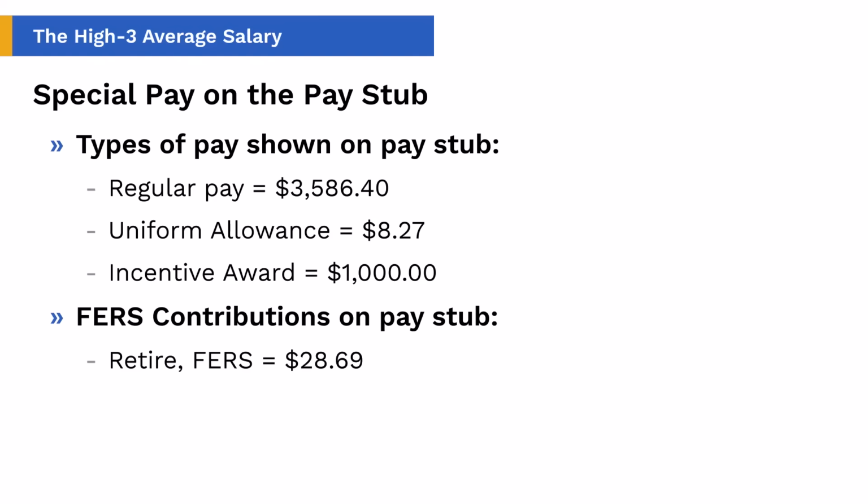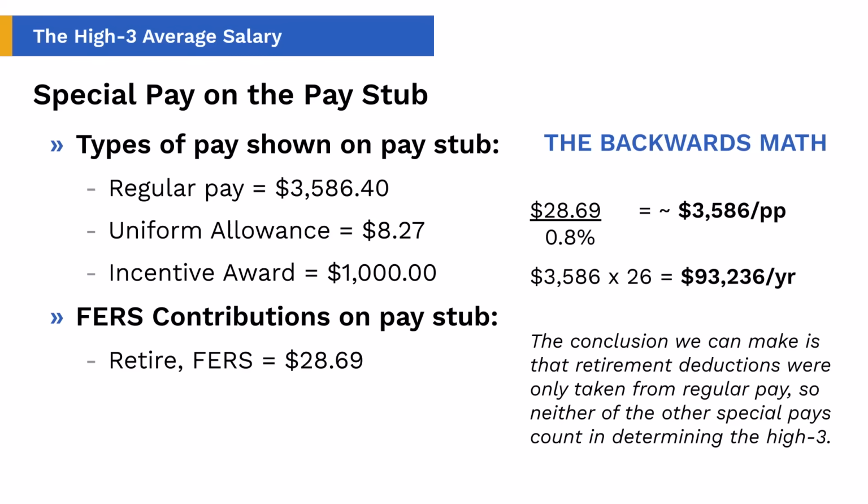Okay, none of this is new information. We've already covered this, but we want all these numbers to be handy because it will help us do the math. Okay, so here's the backwards math. On the right-hand side, we're going to take that $28.69 and divide it by 0.8%. And that's going to give us about $35.86 a pay period.